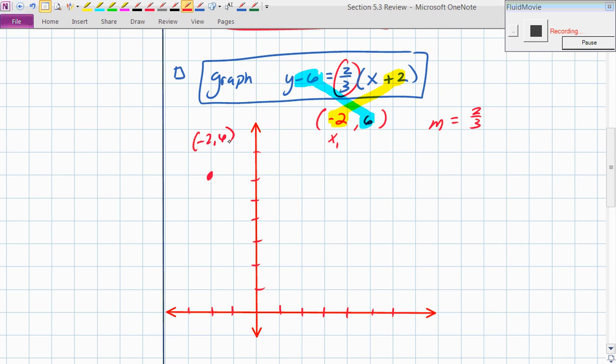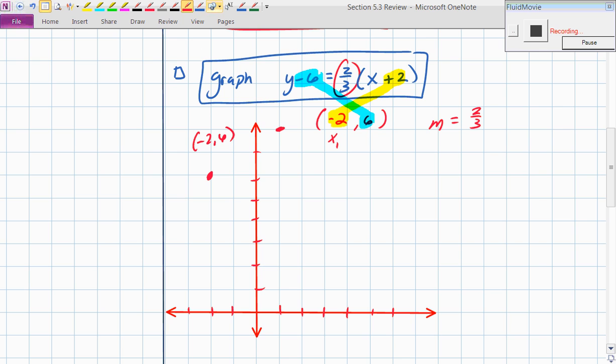Negative 2, 6. Now from this particular point, we apply the slope. And you told me the slope was 2/3. So from that point, what do we do? Graph it. Yes, that's the whole point. I'm trying to graph it. What do I do to graph it? Go up 2. Very good. That's what I want to hear. And then what? Over 3. Yeah, exactly. Go up 2 over 3.